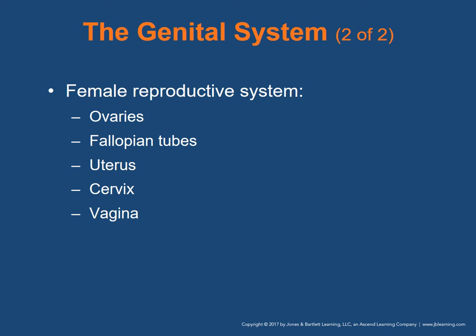So it's called the lower third of the uterus or the neck of the uterus. You'll see it described a couple different ways in different medical texts. But the cervix is responsible for separating the vaginal canal from the uterus. And of course, the outermost portion of the female reproductive system is the vagina.